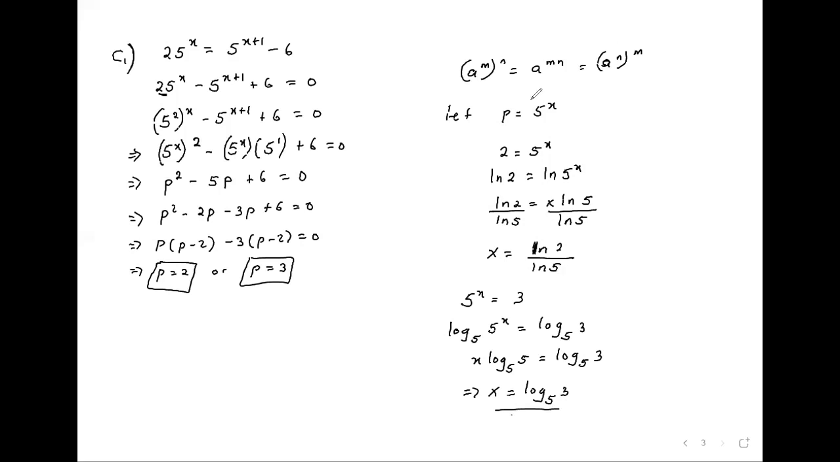Or the other one, p is equal to 5^x, but p is 3. So if you want, we can apply log, log 5^x is equal to log 3. Drop the x, remain with log 5, which becomes 1. Then log 3. So what we have is x is equal to log_5 3. These answers are all correct.